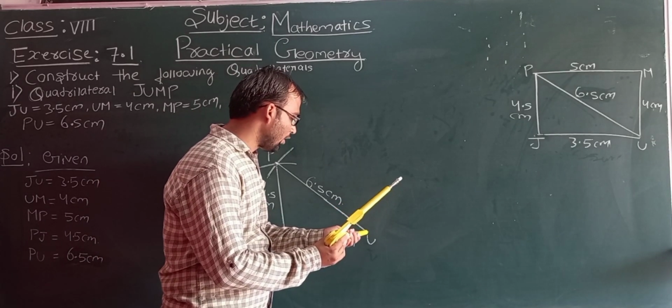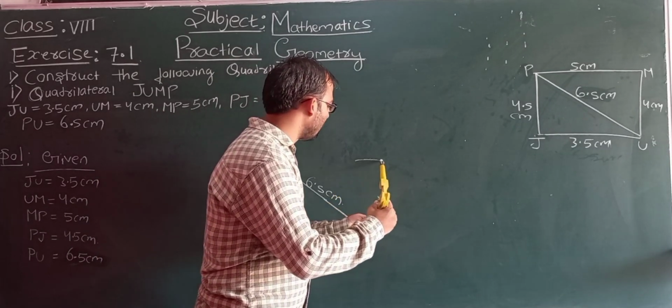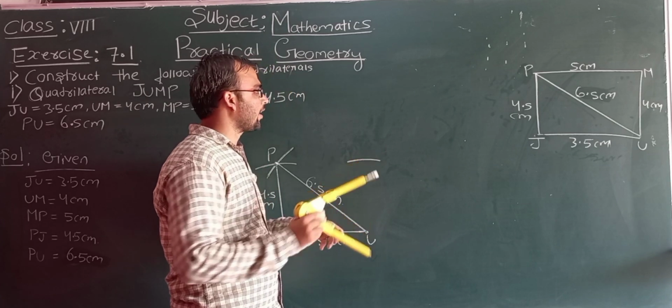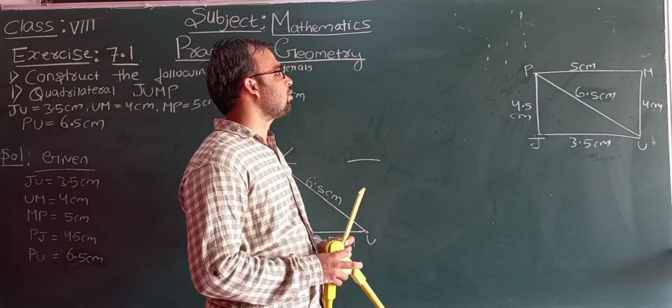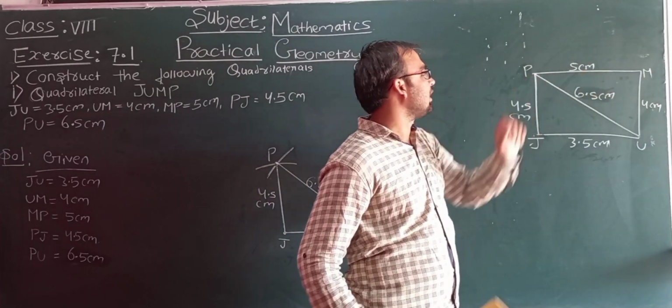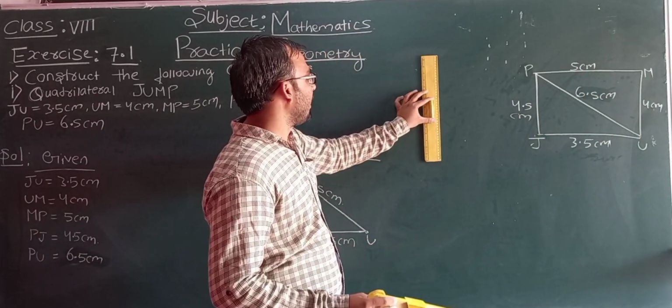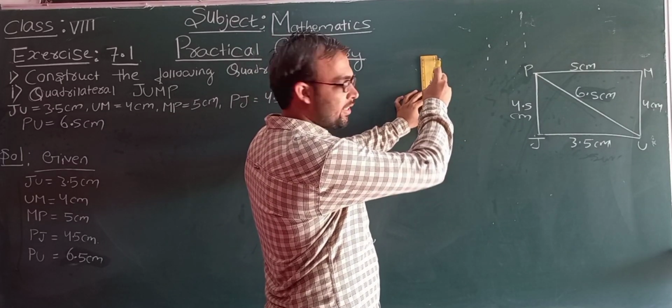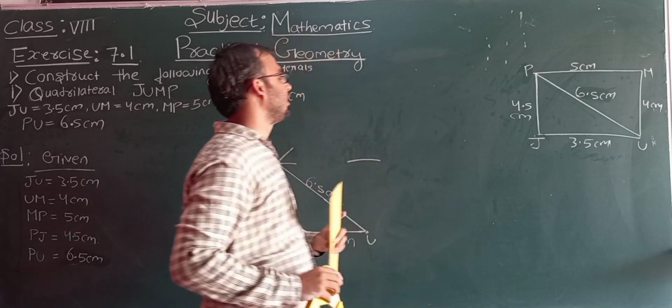Next, with Q as center, draw the arc of 4 centimeter. Now students, look here. Next, PM is what? 5 centimeter. Again, take the scale and set the compass to 5 centimeter.